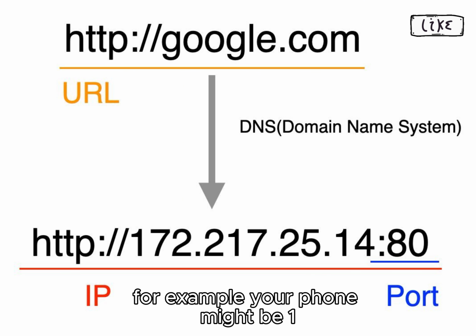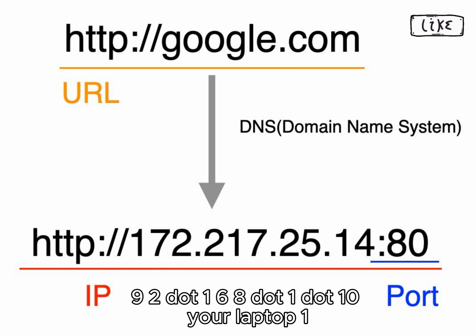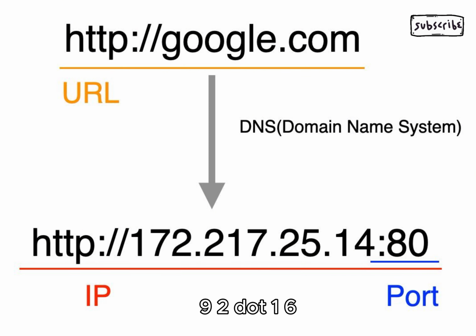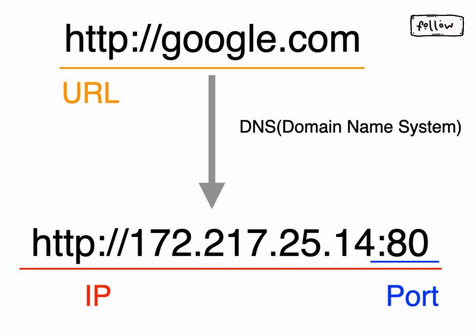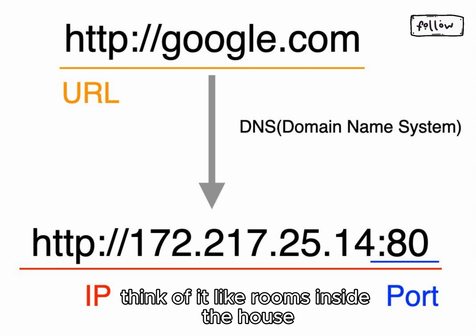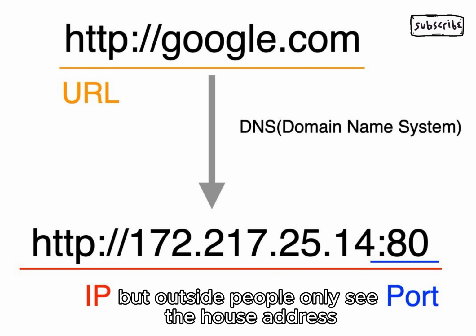For example, your phone might be 192.168.1.10. Your laptop 192.168.1.11. These IP addresses only work inside your home. They are not visible on the internet. Think of it like rooms inside a house. Each room has a number, but outside, people only see the house address.